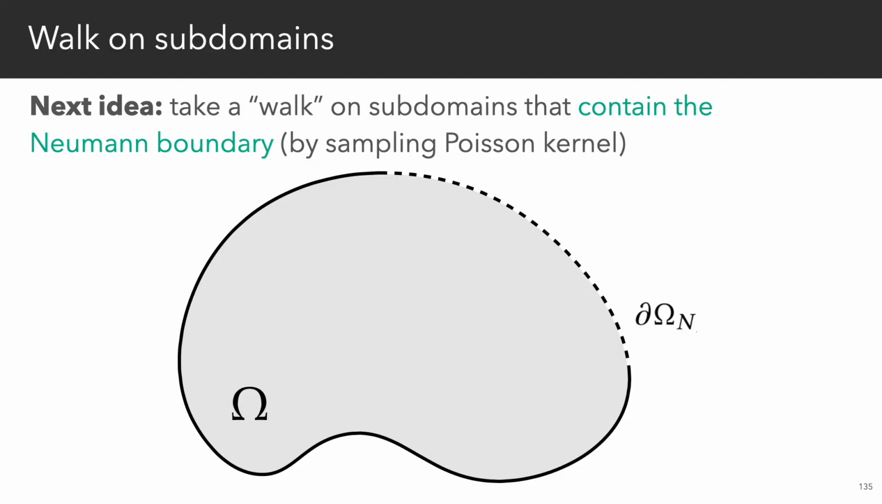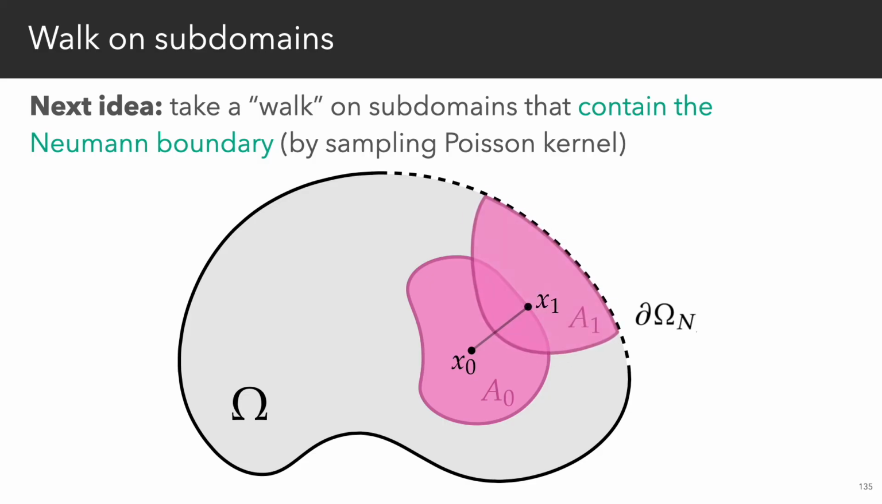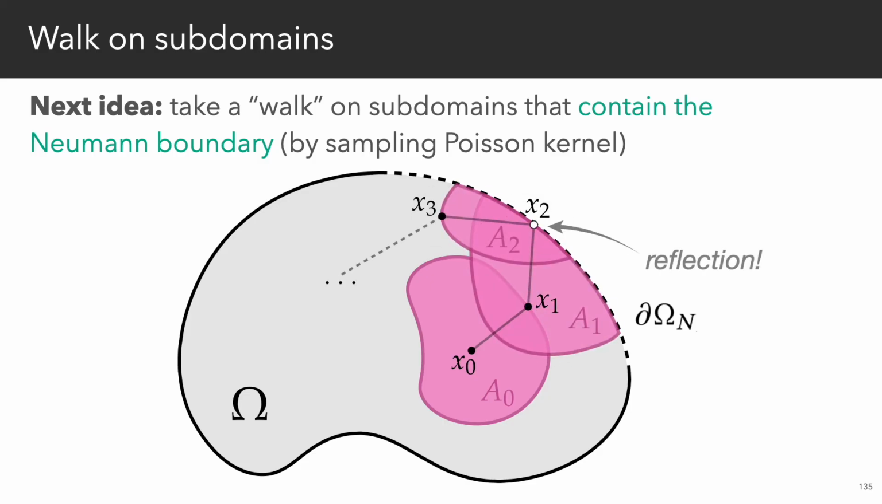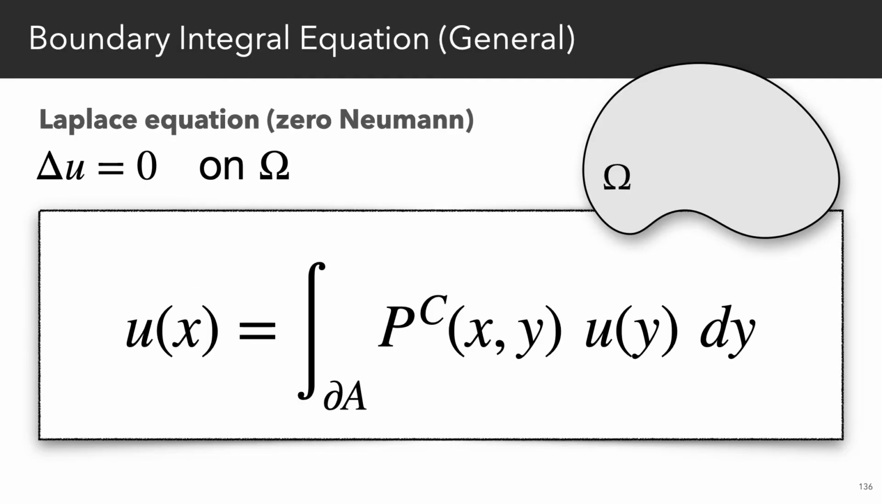The next idea then is to take a walk on subdomains that can contain parts of the Neumann boundary by just repeatedly sampling the Poisson kernel. So notice that we now take large steps away from the boundary, but unlike walk-on spheres, we actually don't yet have a way to pick the next random walk location because in general, the Poisson kernel is not uniform over the boundary of A. But before we discuss how to do that, let's first consider an even more general version of the boundary integral equation.